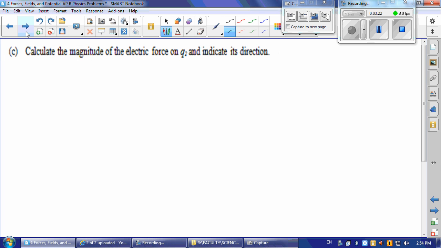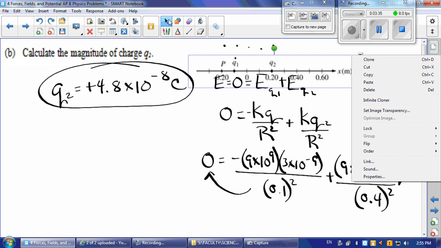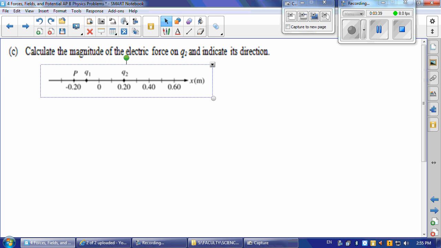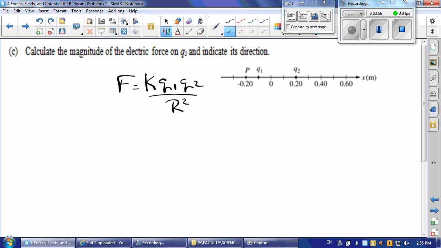All right, part C says, calculate the magnitude of the electric force on Q2 and indicate its direction. So I'm going to grab that picture. So if I need to find the force on Q2, the only thing that exerts a force on Q2 is Q1. And the equation for this is K Q1 Q2 over r squared. Don't forget its absolute value, so we won't worry about signs until the end. And it's a plug and chug matter again.